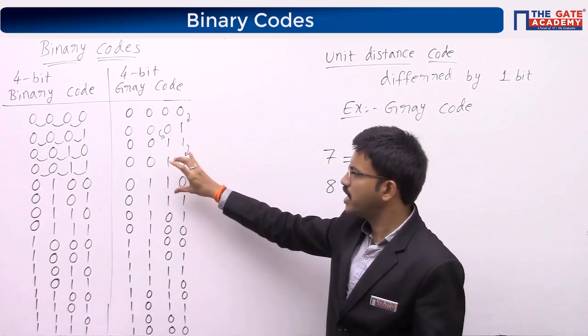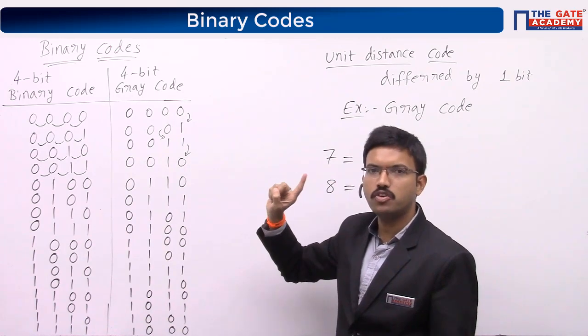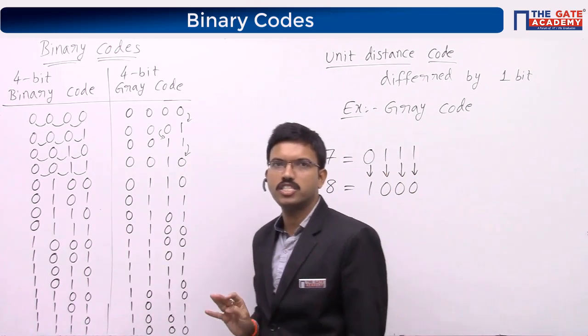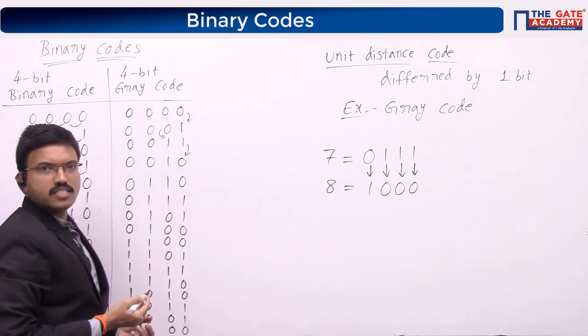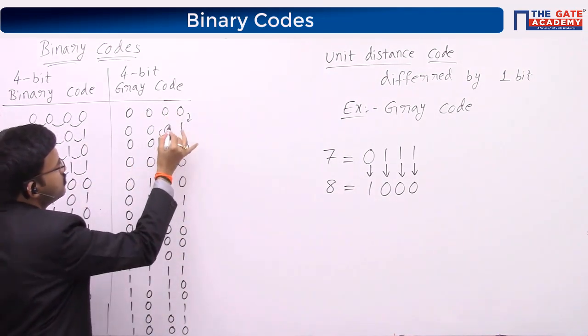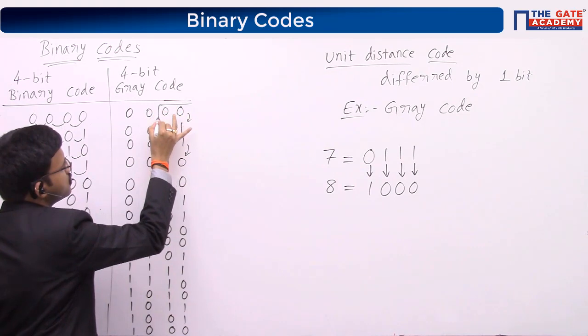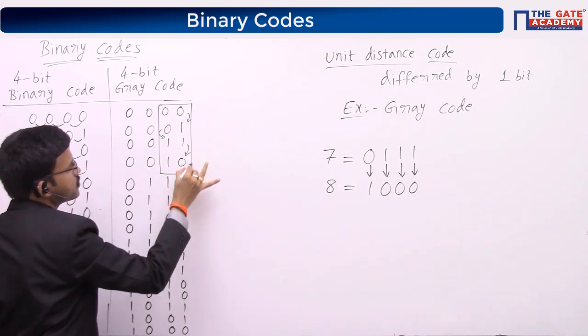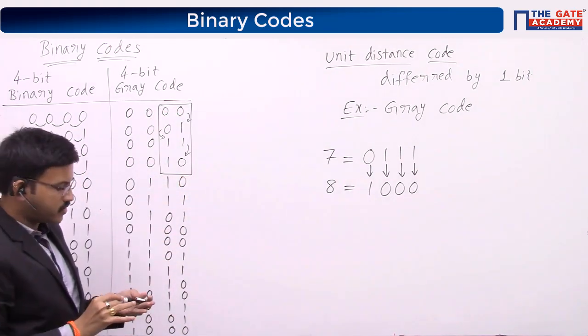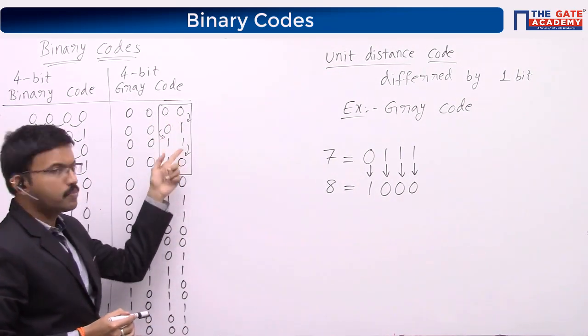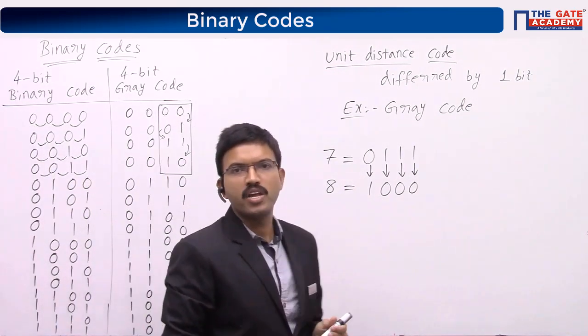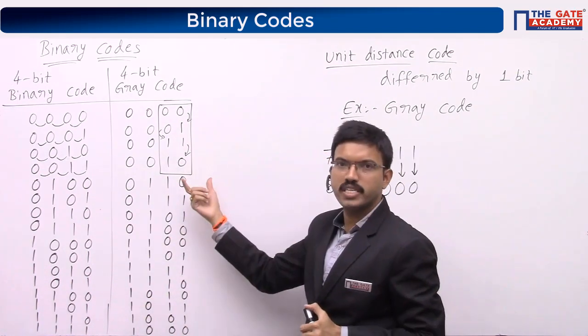You can consider any two successive codes. Only one bit will change. Remaining bits will be unchanged, like that. So here for the 4-bit case, just observe, I am considering the gray code for the 2-bit case. Gray code for the 2-bit case: 0 0, 0 1, 1 1, 1 0. Only 1 bit position is changing. So this is the gray code for the 2-bit case.